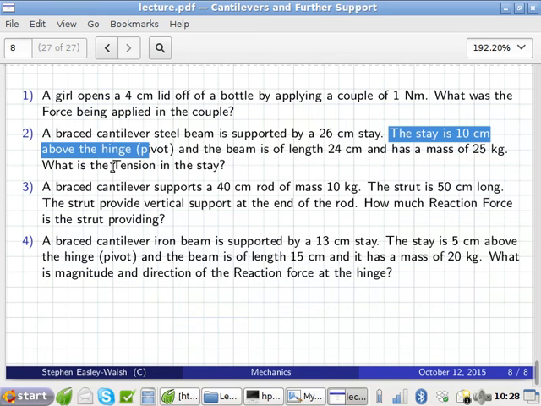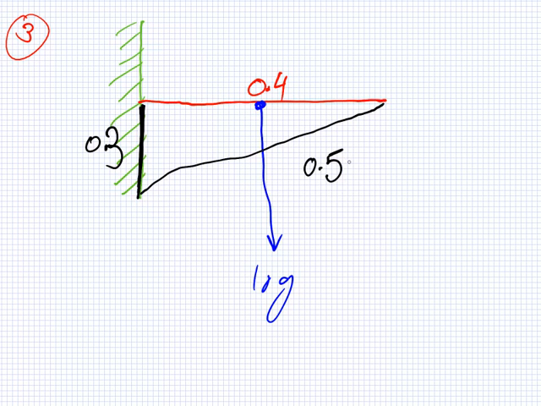What is the reaction force provided? The strut is providing. Now this one here. Wait, the strut is the 0.5 one. Yes, that's the strut here. So you're all happy with the idea that there is a reaction force here. I'll do it in blue to keep the colours the same.